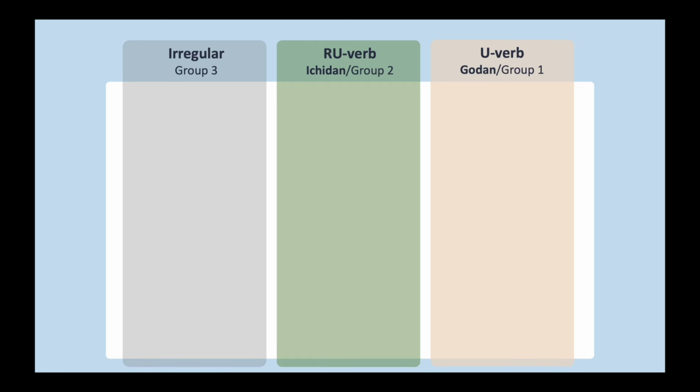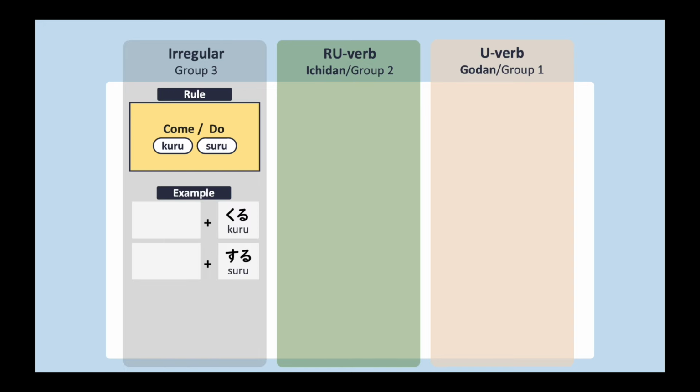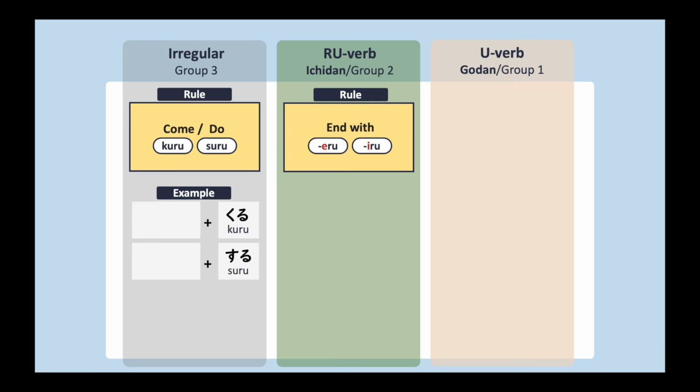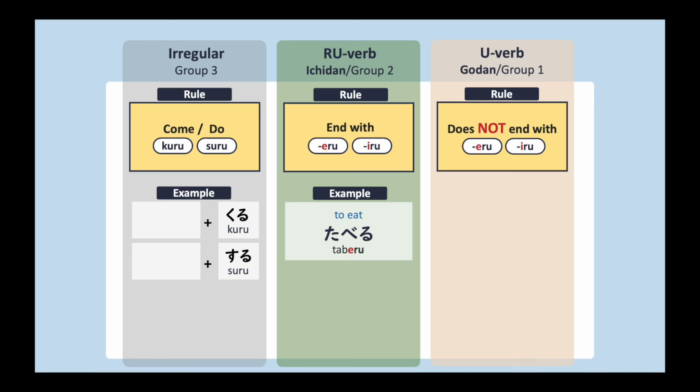The simplest one is the irregular verbs. We have 2 irregular verbs, kuru to come and suru to do. Please note that there are many verbs that are a variety of kuru or suru, and those verbs are also irregular verbs. All the ru verbs end with either eru or iru. For example, taberu to eat ends with eru. All the other verbs are u verb.